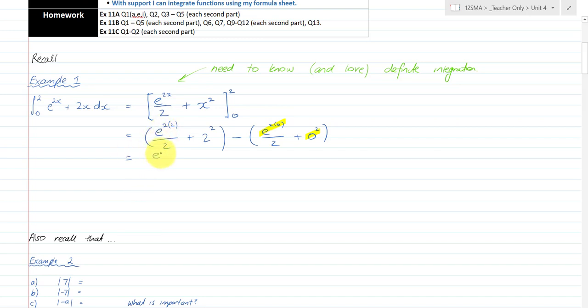So here I get e to the power of 4 over 2 plus 4 minus, and e to the power of 0 is 1, so it becomes minus a half. And that, of course, gives me half e to the power of 4 plus 3.5, or 7 over 2, or however you want to write it. So there's our answer there. That's an integration reminder and also a definite integration reminder.